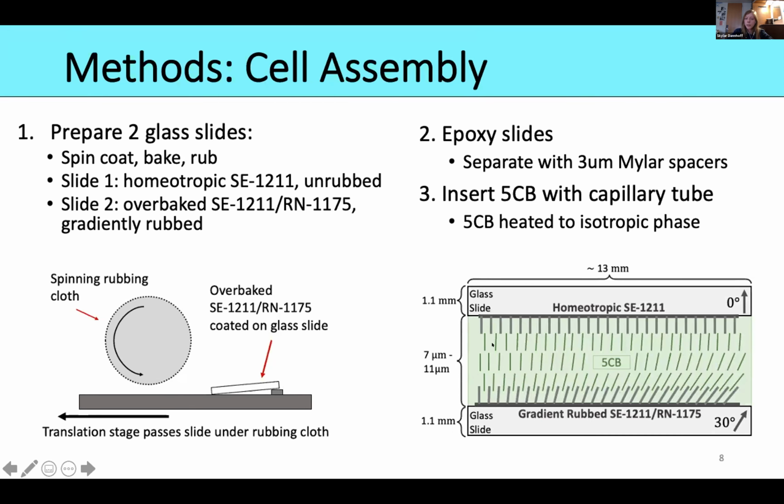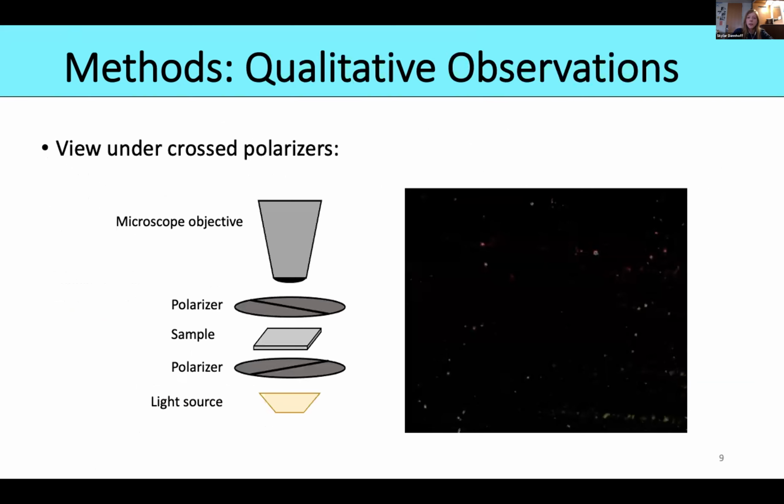And so you can see here how the liquid crystal, in this very generous diagram, conforms to our alignment layers on both sides. So in terms of methods, we can qualitatively observe if there's successful pre-tilt behavior by looking at the cell under cross-polarizers. So here's a very basic diagram of a sample between cross-polarizers being illuminated from below.